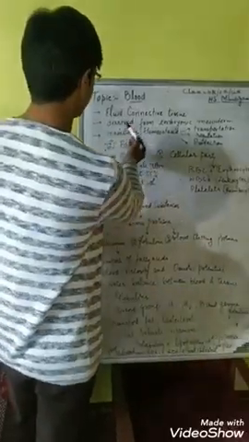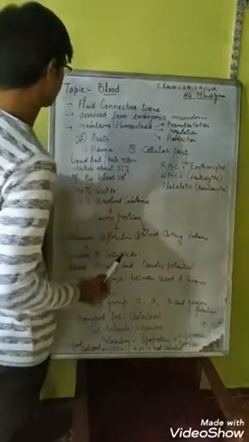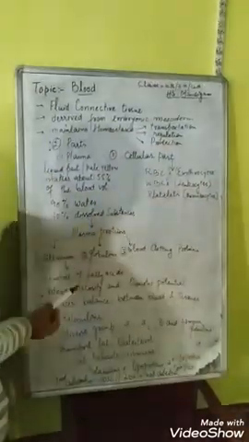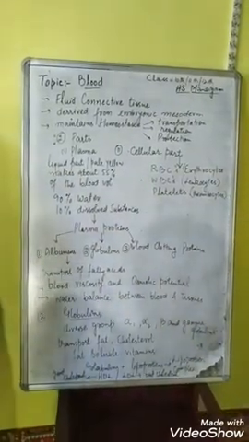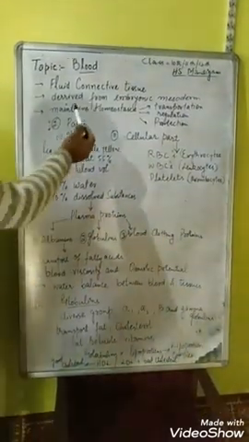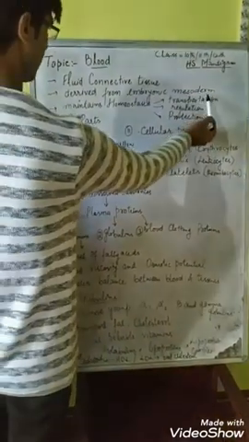Today, let me teach you about an important topic, that is blood. Blood is a fluid connective tissue that flows in our blood vessels. It consists of two parts, plasma and the cellular part. It is derived from the embryonic mesoderm.